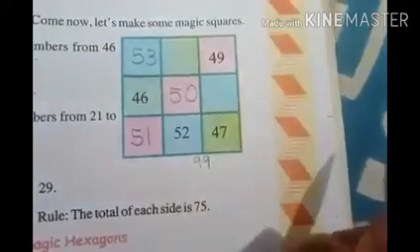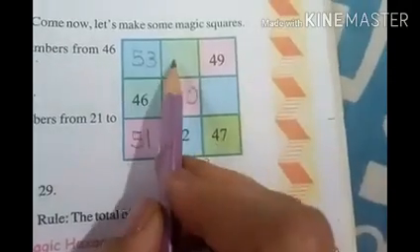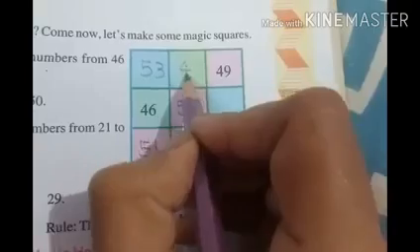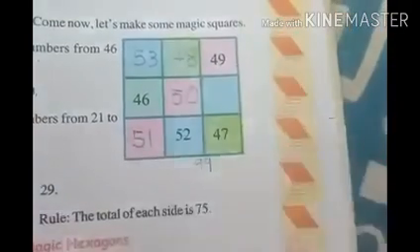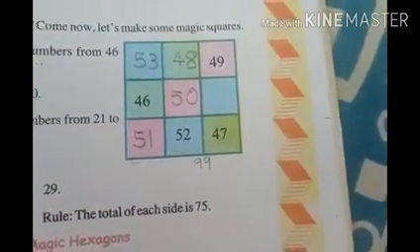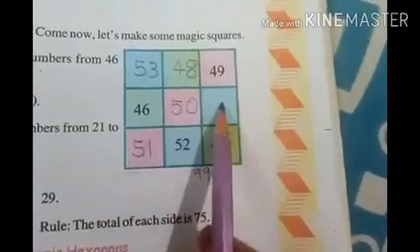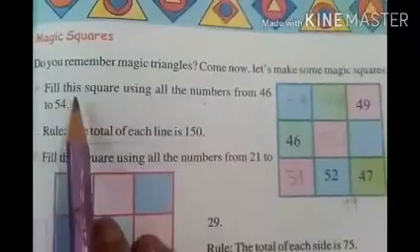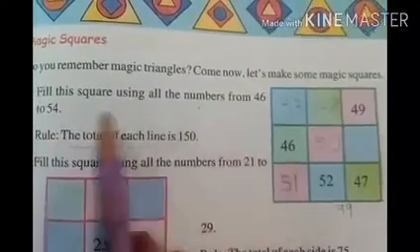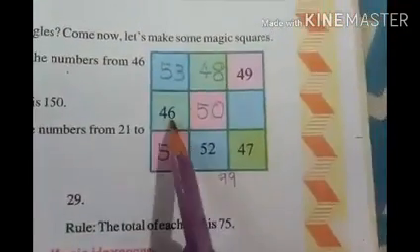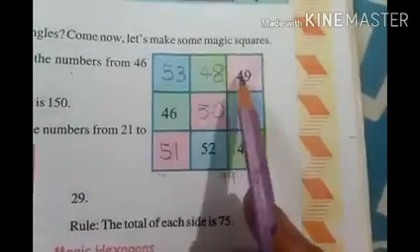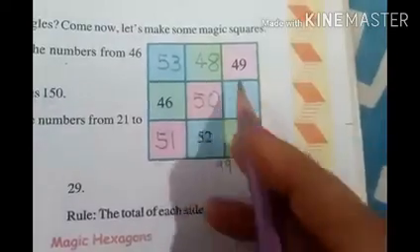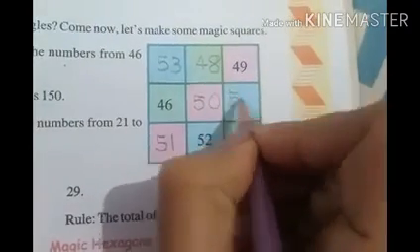Now 53 and 49, 2 numbers are there. So 53 plus 49 gives you 102. And 102 plus which number will give you 150? It is 48. Only one number is left now. And what were the numbers? Fill this square using numbers from 46 to 54. So we have 46, 47, 48, 49, 50, 51, 52, 53. So the only number left is 54.